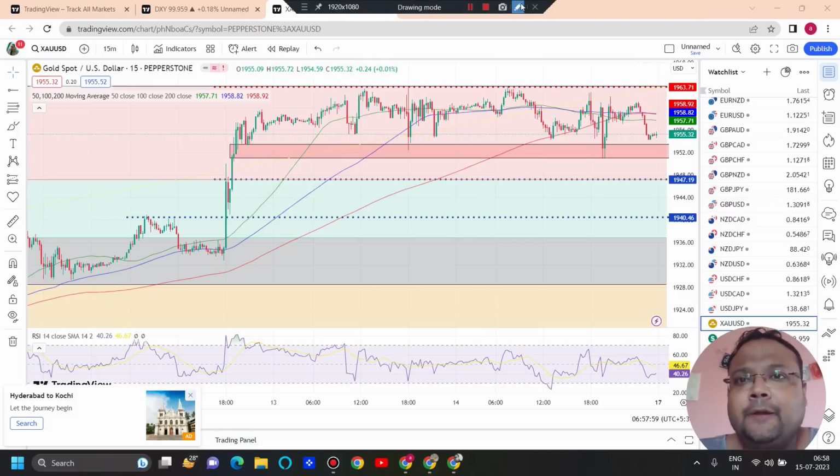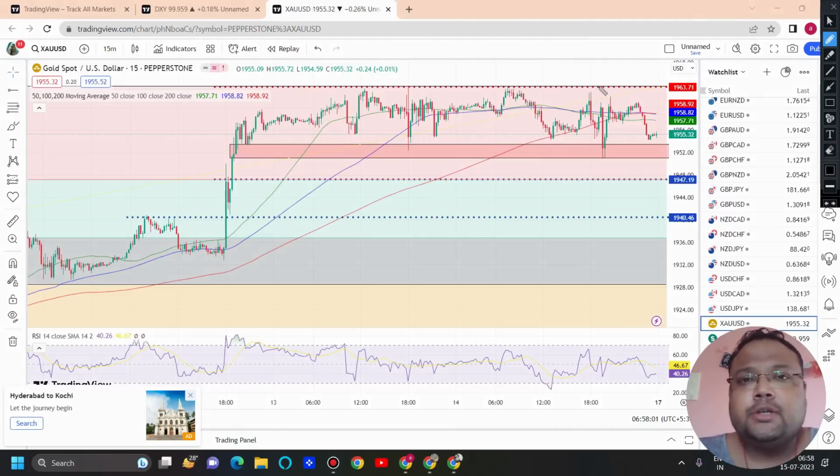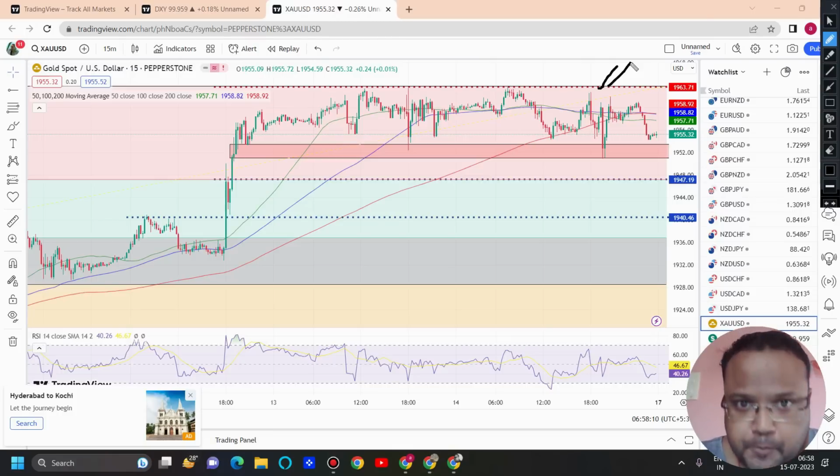Again, I'm repeating, you can consider a buy position above 1964 level, because market needs to break 1964, then only we can consider it as a trend continuation. If gold breaks 1964 level, then only we can think about market going towards 1980 or 2000 level. But right now market is stuck inside a range here.